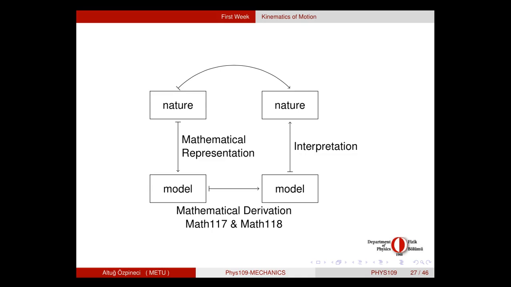So this step is important, but unfortunately most of the time, at least in the exams, this is what is asked. So there is a model, this is given, and this is asked, but you miss all this, the interpretation of it in terms of the nature. What does it tell us about the nature itself?